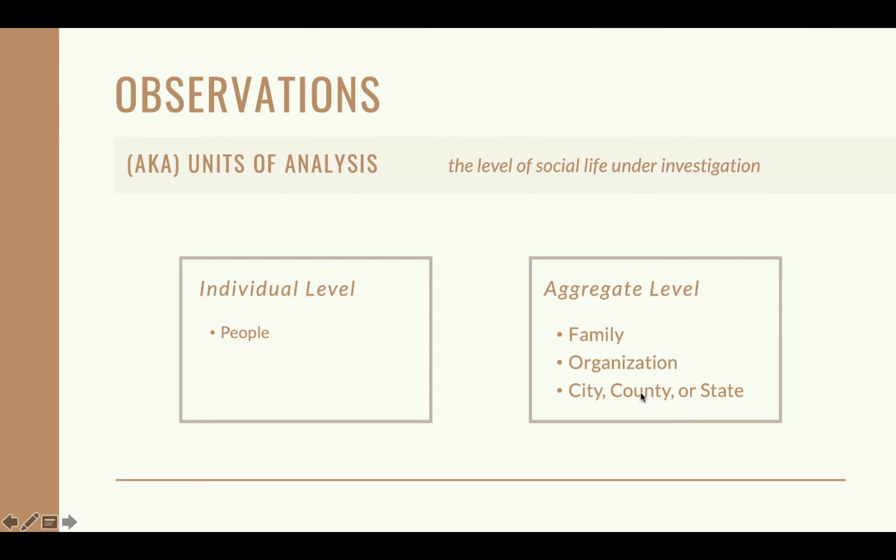Or we can look at cities, or we can look at county levels, we could look at state levels. Generally, in Iowa, this many percent of people voted for this candidate, this many percent voted for the other candidate, and so on and so forth. So when we're looking at the aggregate level, it's looking at more than the individual. It's summing up all the individuals under one cluster: one city, one county, one state, one organization, one family.